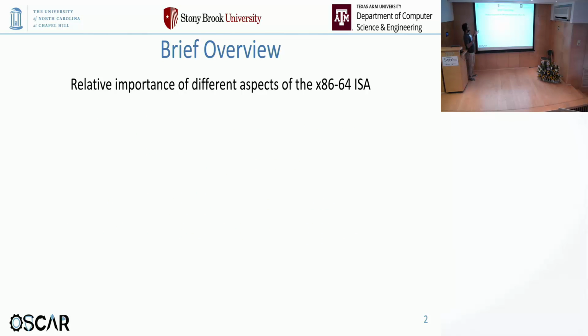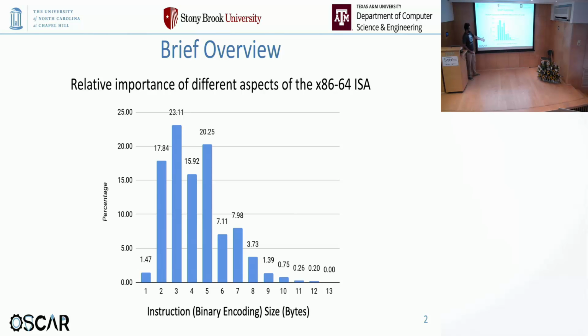So briefly, we'll be talking about the relative importance of different aspects of the ISA, for example, instruction sizes, CPU extensions, feature sets, things like that. To give you a little teaser, here's the distribution of instruction sizes, these are binary encodings, in our data set. I'll get to how we gathered this in a second.